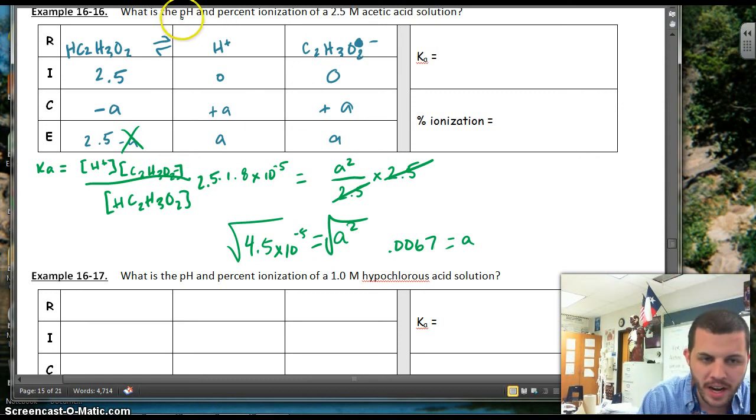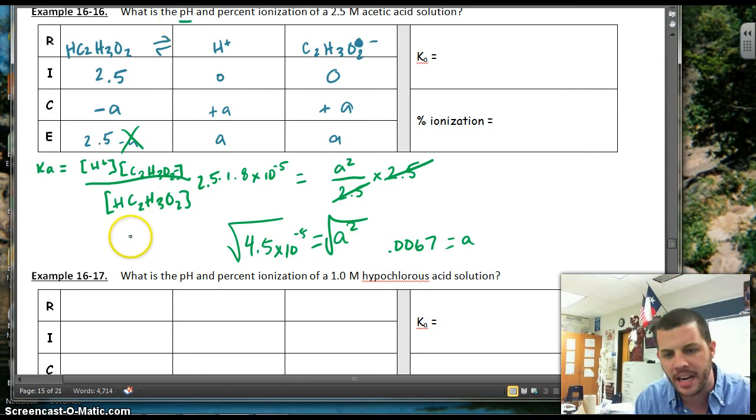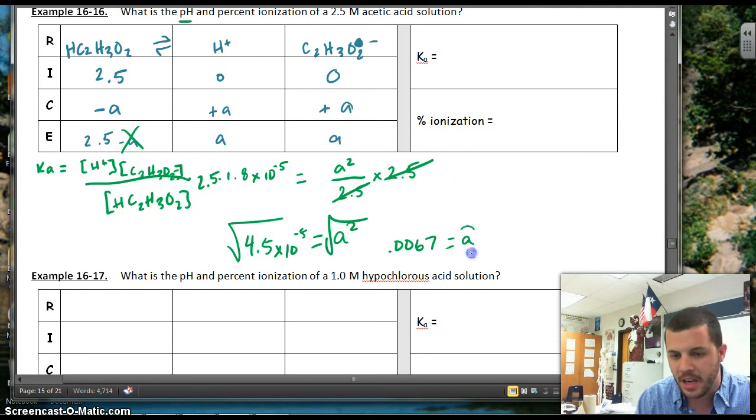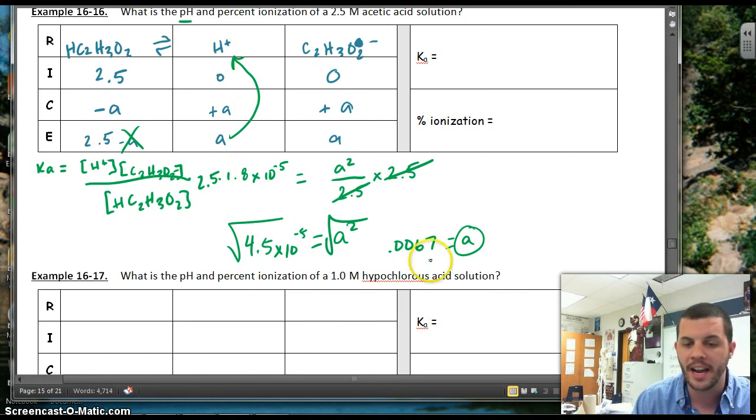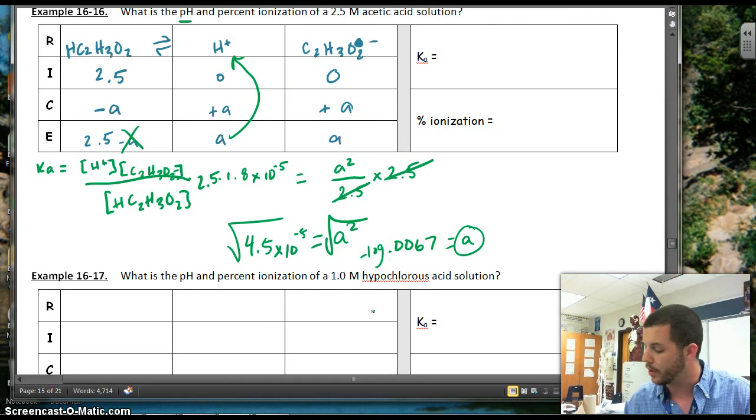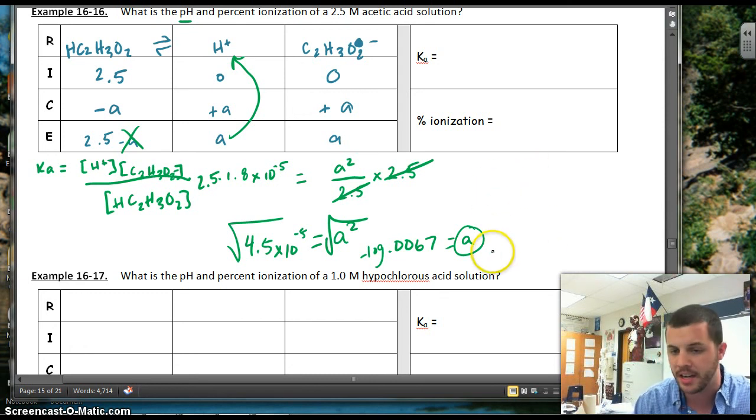Now, why did we do all this? Remember, my question asks, what is the pH? How can I find the pH if I've solved for A? Well, remember, A is also my H plus concentration. If I know my H plus concentration, all I have to do is take the negative log of that number, and I'm going to get my pH. So when I put in the negative log of that number, I get a pH of 2.17.